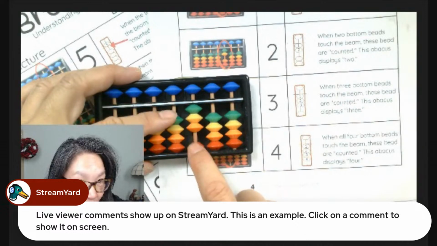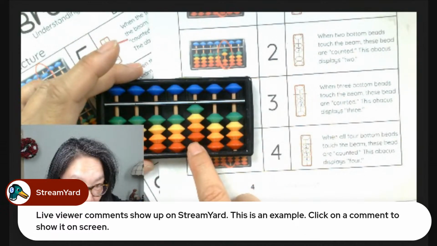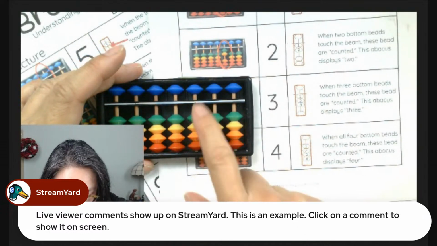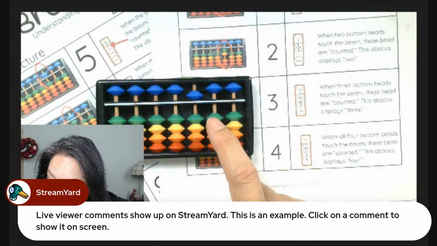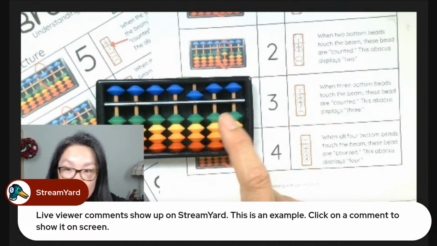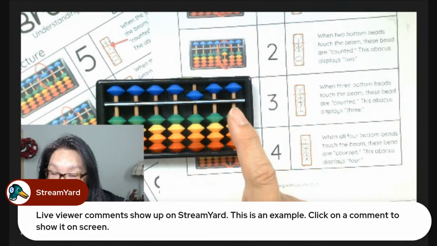That's easy to see, right? And then this is 4. This is also easy to see. So what happens after 4? Well, notice 5 will be the top bead. 5 will always be the top bead. I'll show you in different scenarios how 5 works.